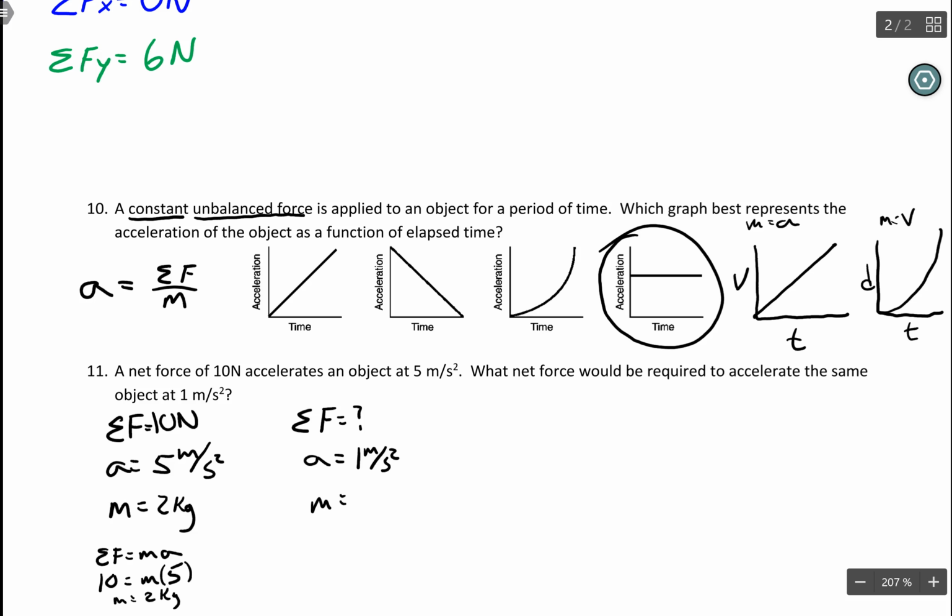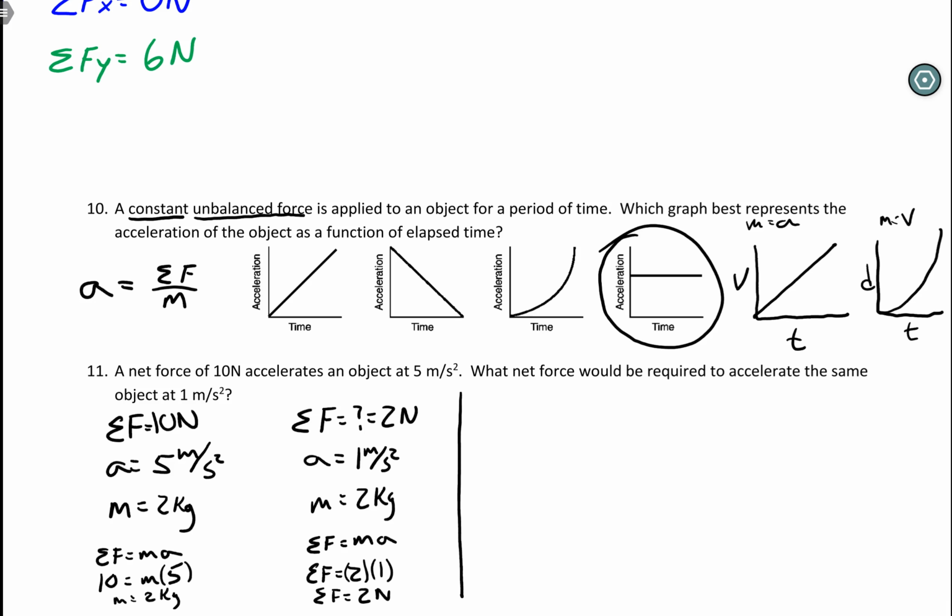And you're accelerating the same object, so that means the mass is the same. And you just want to know, okay, if 10 newtons makes it go at 5 meters per second squared, how much force would be required to make it go at 1 meters per second squared? The net force is equal to the mass times the acceleration. The net force is equal to 2 times 1. So you get 2 newtons. 2 newtons of net force would make this object accelerate at 1 meters per second squared. I mean, that's a pretty decent way to do it. It's a little bit like I have to calculate things twice.